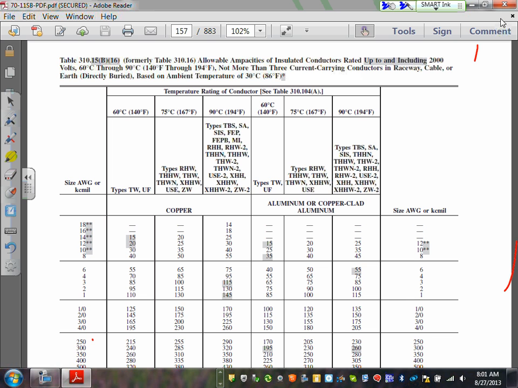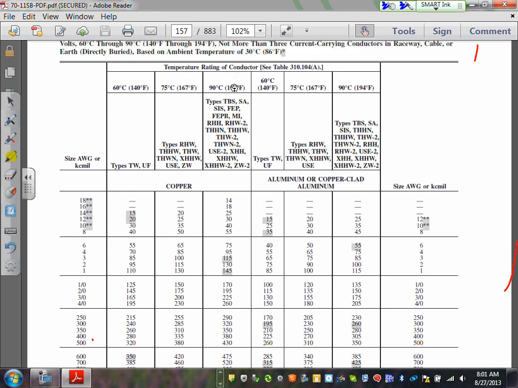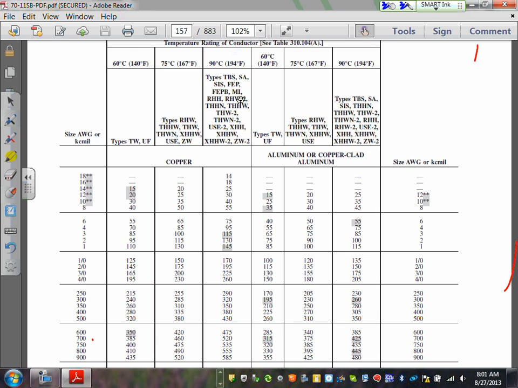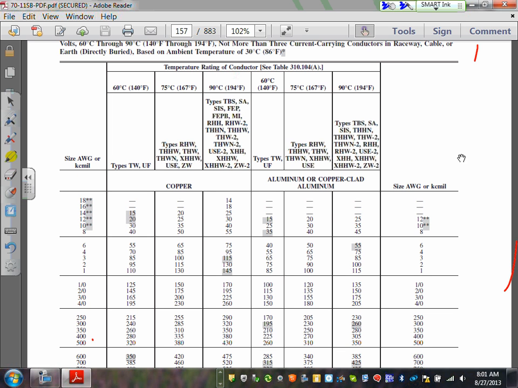Okay, now we know how to use this table, where to use it, and the limitations of this table. Now let's go ahead and use this table. When you use this table, guys, the single most important thing to know about it is there are two sections in it. From the get-go, the first section right in here is for copper.